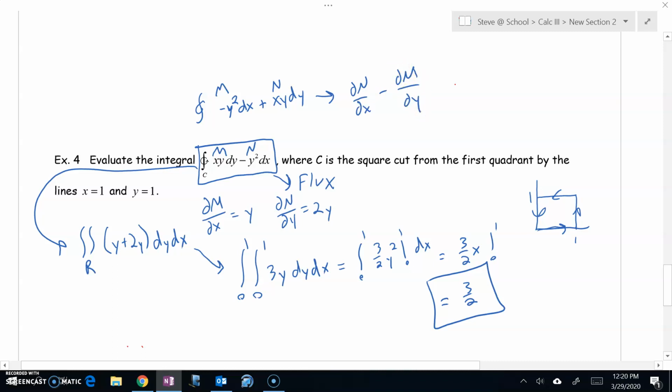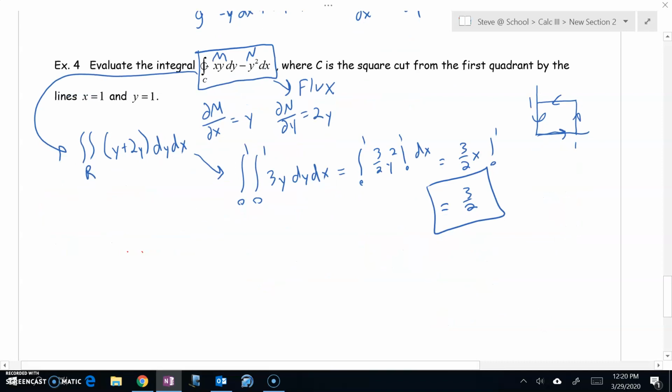So you could do it that way and do circulation. However, since it was set up to do flux, because it was already nice and set up for flux, you can just use flux, or the divergence integral. Okay, let's do one more problem.